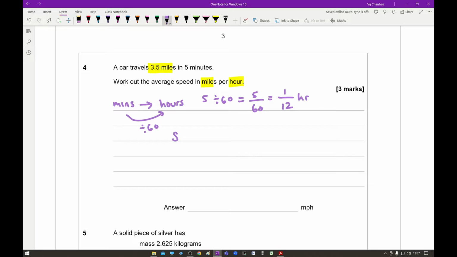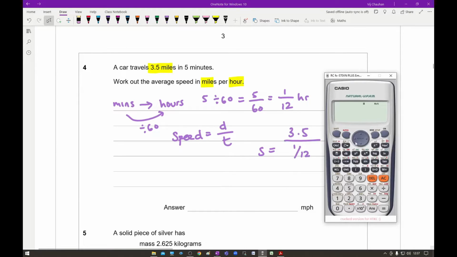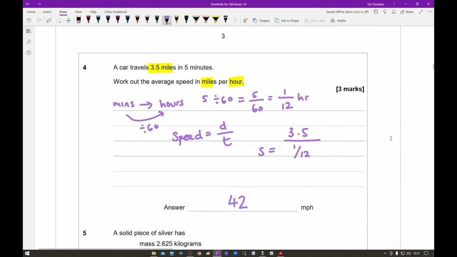So then to work out speed, it's distance over time. So to work out the speed, it's going to be the distance, which is 3.5, divided by 1/12. And then all I need to do is type that into my calculator. Now again, when using your calculator, make sure you're using it correctly. So here I've got 3.5 divided by, and then I press my fraction button of 1 over 12. Press equals, and it comes up with an answer of 42 miles per hour.